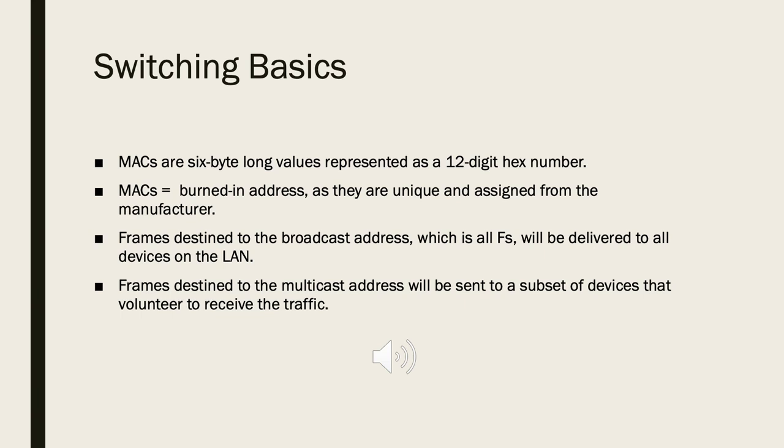In addition to unique MAC addresses, there are also a few group addresses which are designed to send traffic to multiple hosts at once. Frames destined to the broadcast address, which is all Fs, will be delivered to all devices on the LAN. In essence, it should be delivered to all hosts on this subnet. Frames destined to the multicast address will be sent to a subset of devices that volunteer to receive the traffic.